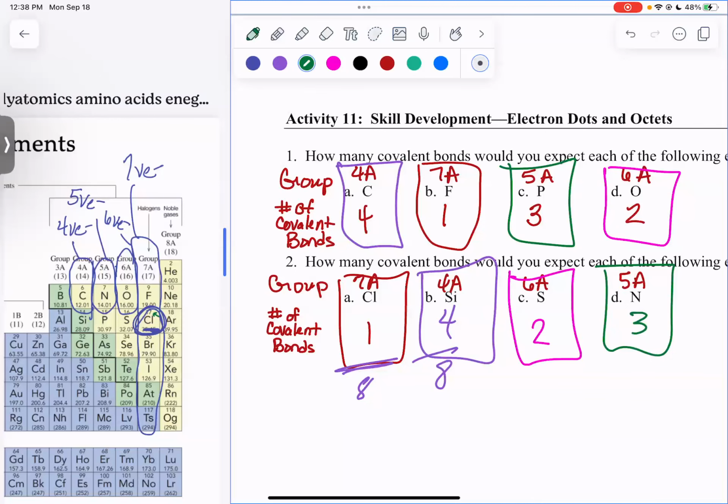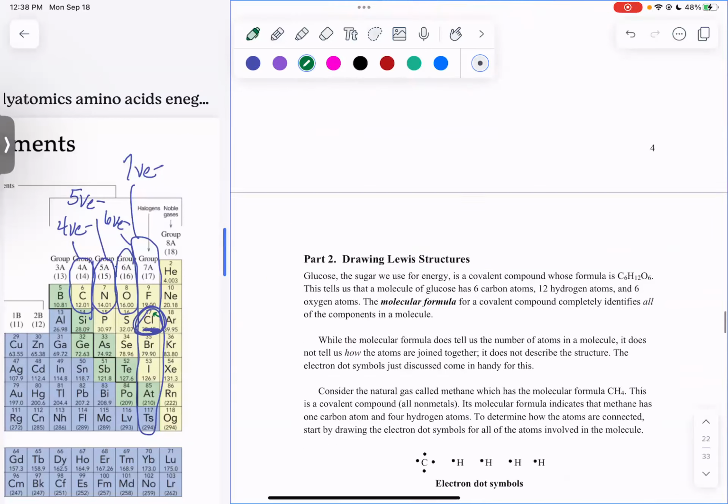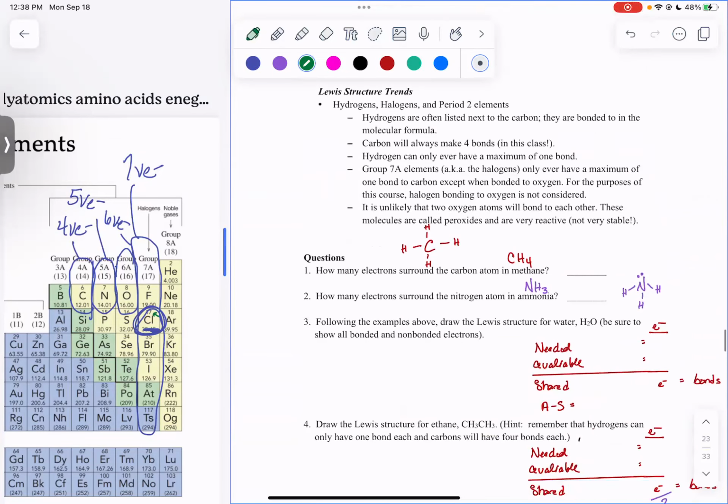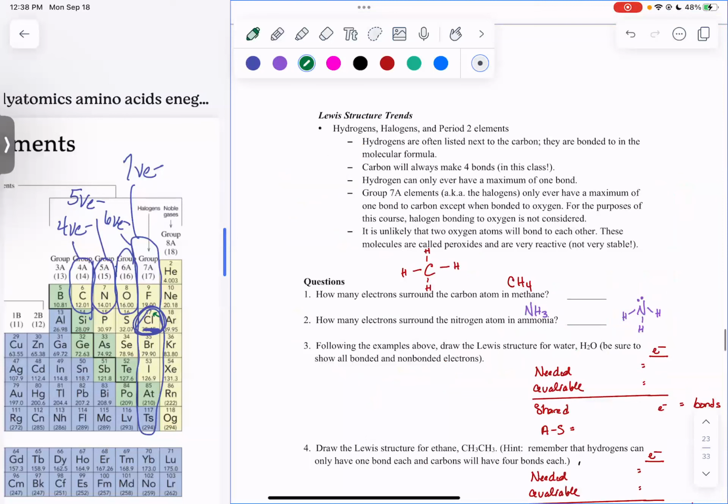And let's see. Oh, part 2. We've got to do part 2. We're going to draw more complex structures. Okay, so let's come down. You should have read through all that. How many electrons surround the carbon atom in methane?